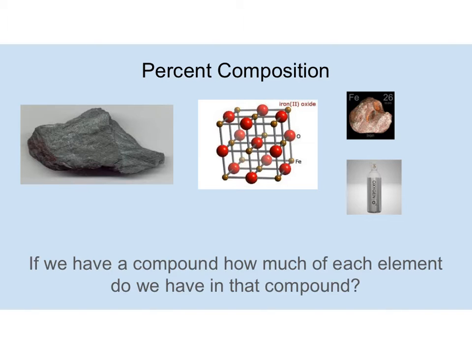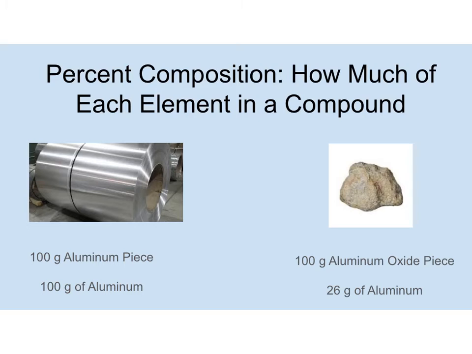Okay. So the lesson is on what we call percent composition in chemistry. So again, quantitative chemistry, so we're going to be taking measurements, and using numbers and calculations in order to determine something. So basically, the percent composition answers this question. If we have a compound, how much of each element do we have in that specific compound? So I'm going to give you an example here.